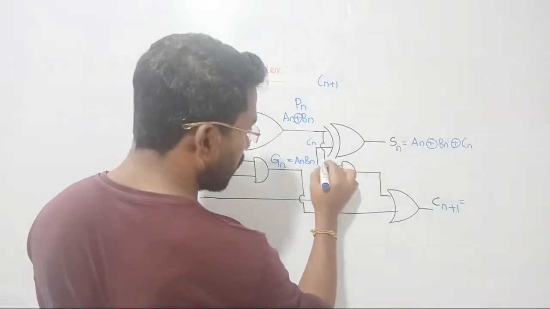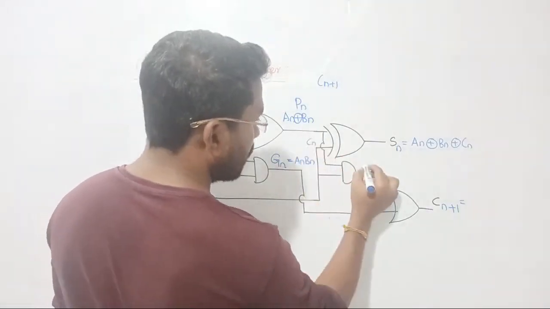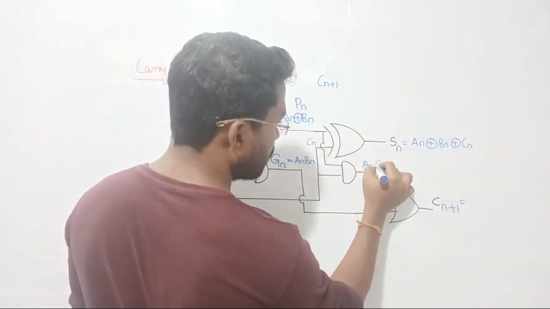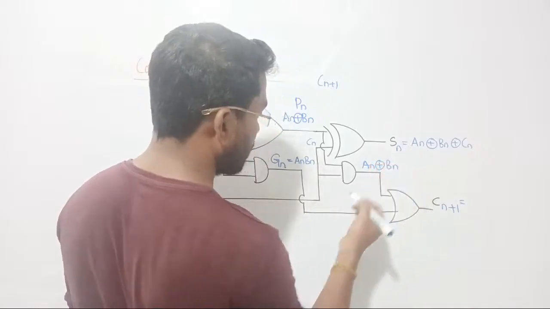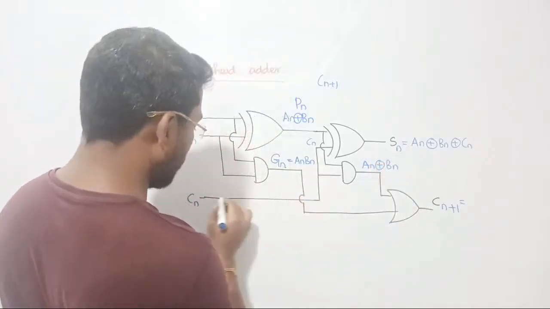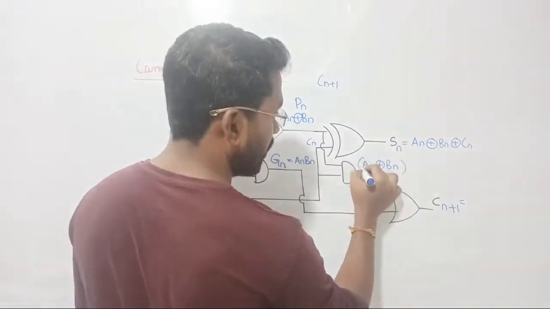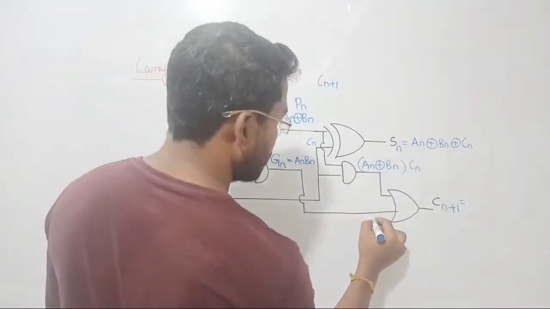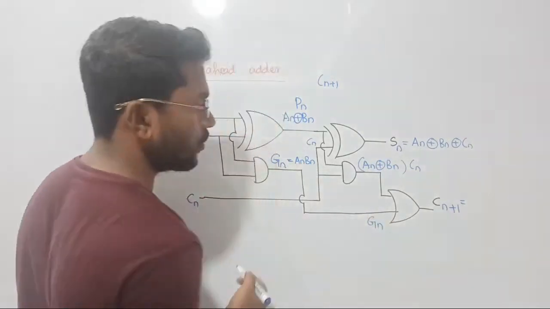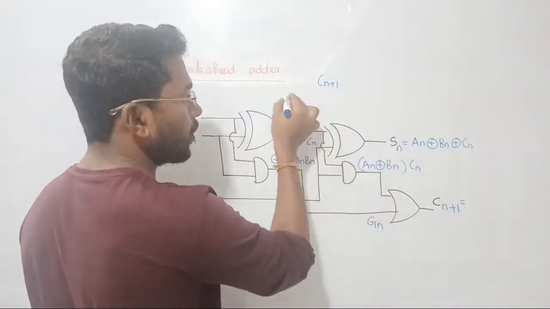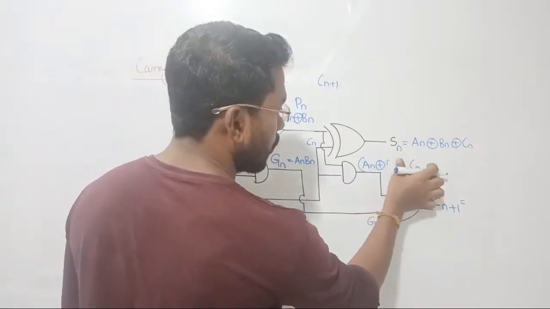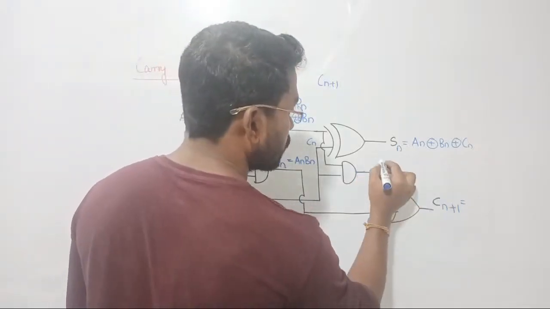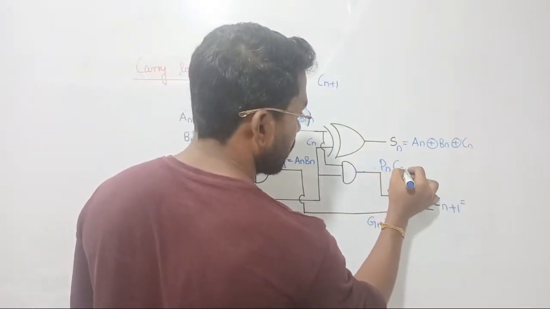So the output of this is what? Here we got An XORed with Bn, An XORed with Bn, and this is going to be Cn. So let's multiply it with the Cn, and here I am getting Gn. So that is called the generated value. Now notice this one, this is nothing but propagation. I said this is nothing but propagation, so let me simplify. So that is going to be propagation with the Cn.